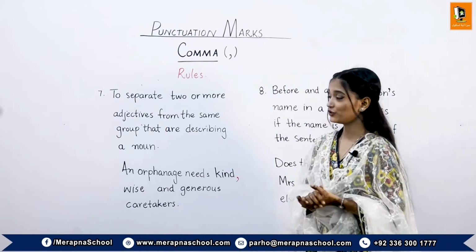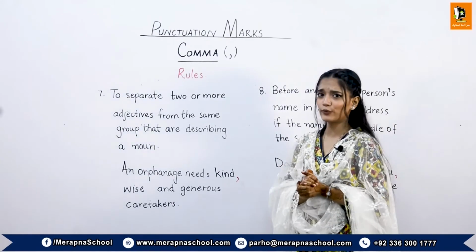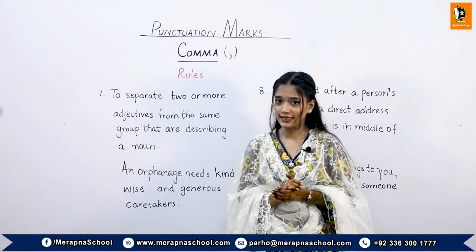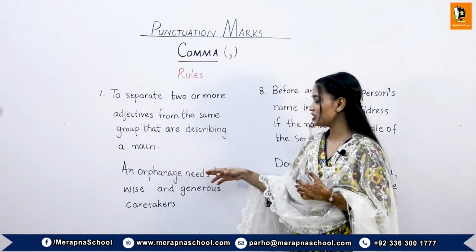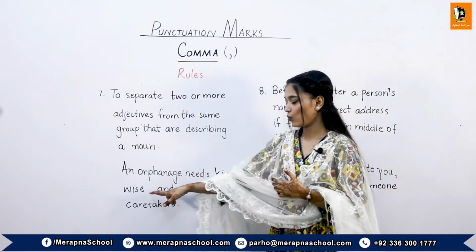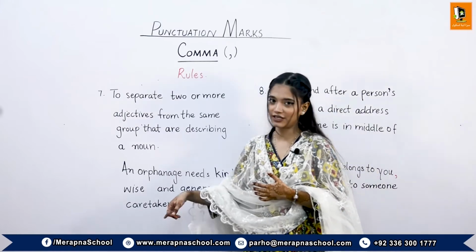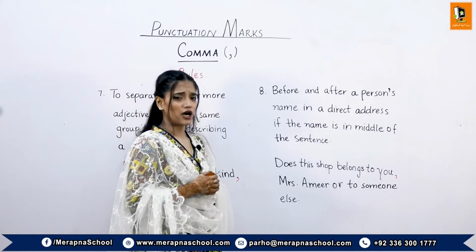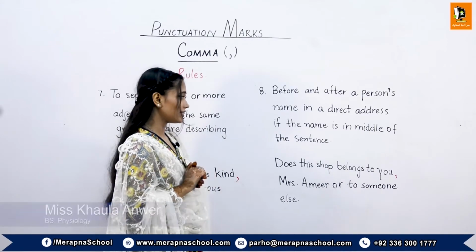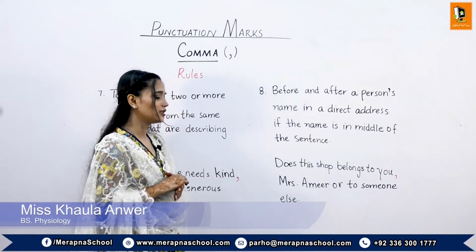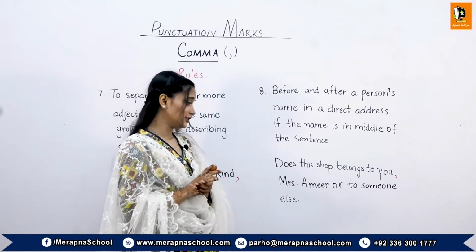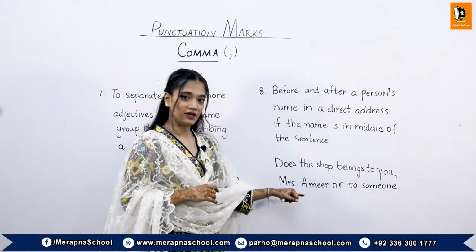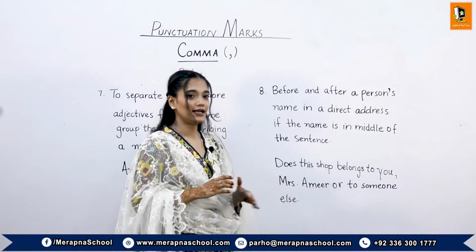Now, the seventh rule is to separate two or more adjectives from the same group that are describing a noun. Like in this sentence, an orphanage needs kind, wise and generous caretakers. The eighth and the last rule is before and after a person's name in a direct address if the name is in the middle of the sentence. For example, does this shop belong to you, Mrs. Amir, or to someone else?